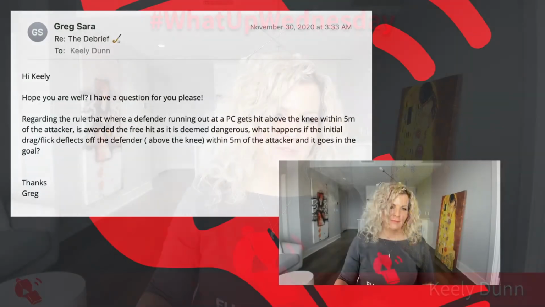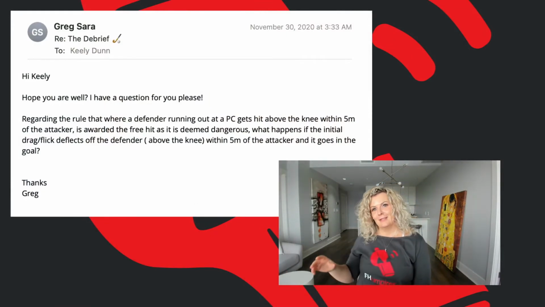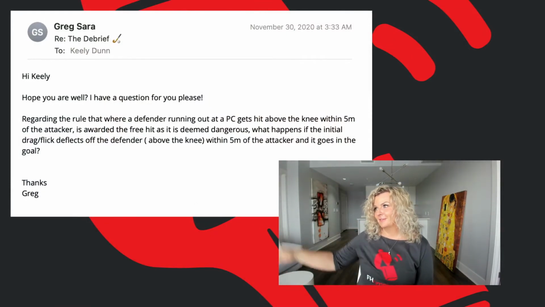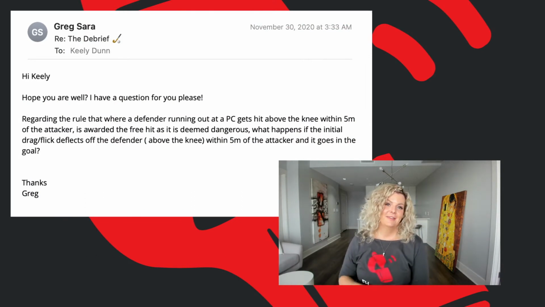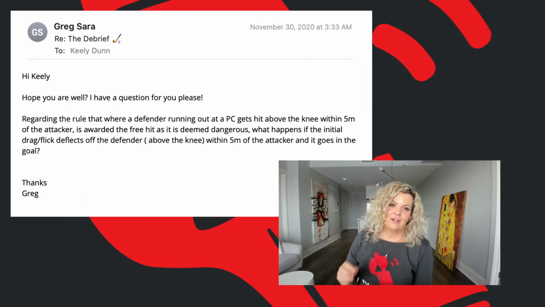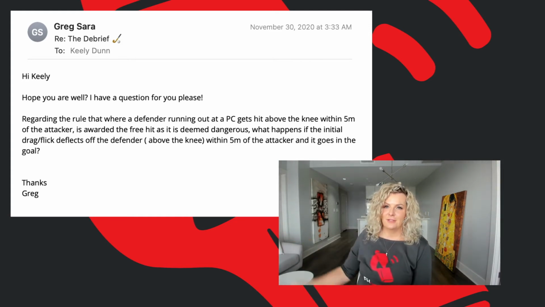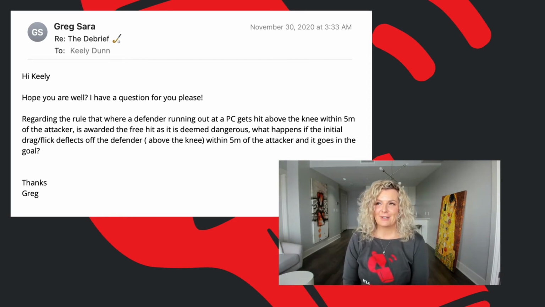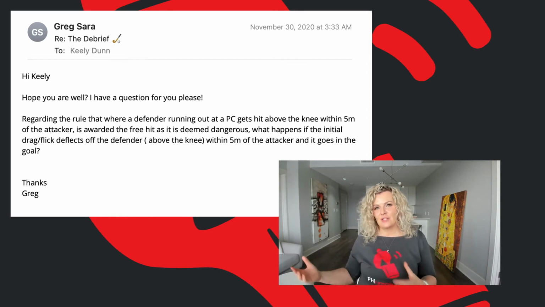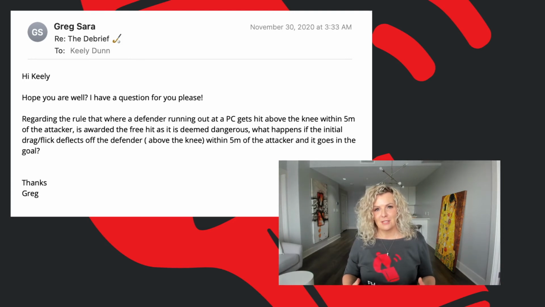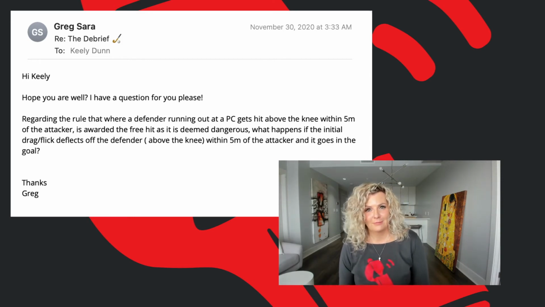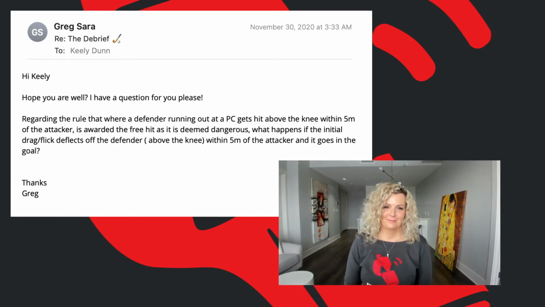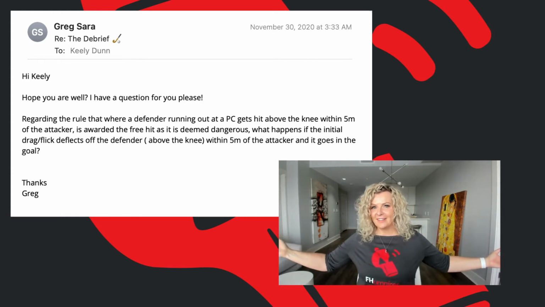So let's get back to Greg's question. Now that I've gone through all the philosophy and the vagueness and the logic and all that kind of thing. So if the drag flick deflects off the defender above the knee within 5 meters of the attacker and goes on the goal, it's still a free hit defense. Sorry, Greg. That's not obviously an advantage situation because the defense does not have advantage there. They are the ones who have been fouled against. So it's just got to be a quick free out. See, I made it easy in the end.